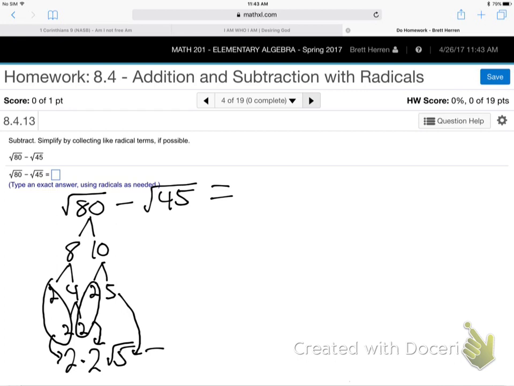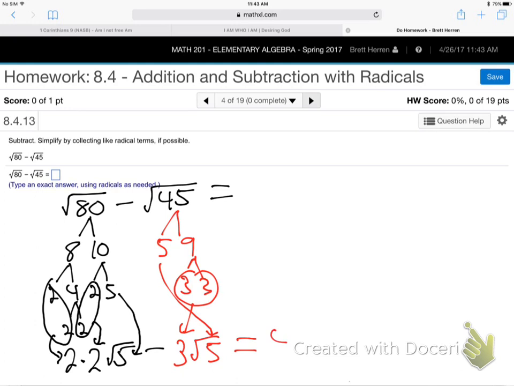And now what about the 45? Do the same thing on him. 5 times 9, 3 times 3. 2 3s in, 1 3 out, the other 5 stays in. Is it 1? Yeah, it's going to be 1 root 5. We good to there? 1 root 5 or just root 5, right? So then it's 2 times 2 is 4 roots of 5 minus 3.